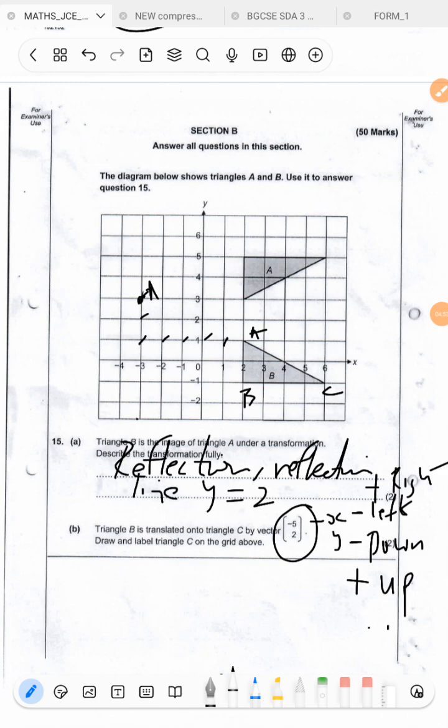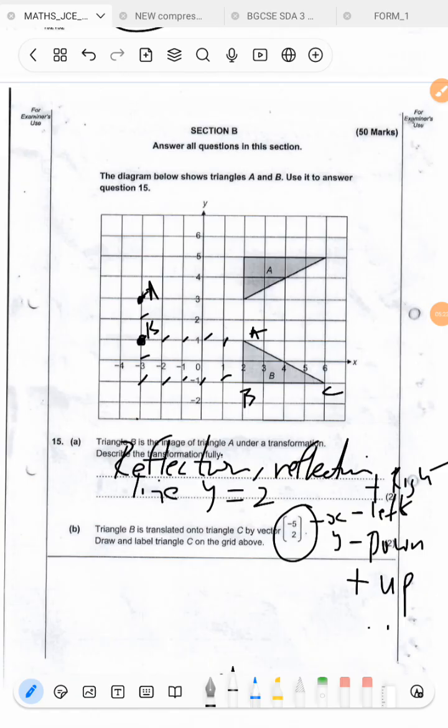We'll go to B there. Same thing. We start with the x-axis first. -5, negative means to the left, 5 steps to the left. 1, 2, 3, 4, 5. And then 2 steps up. 1, 2. So our new point B is going to be there. Label it B. Then C, same thing.